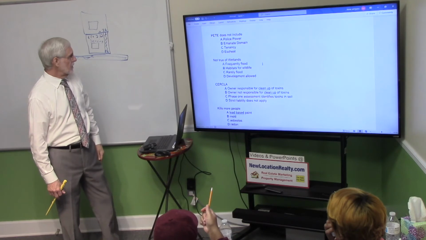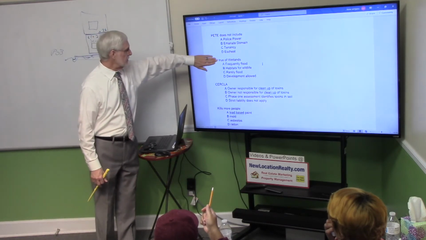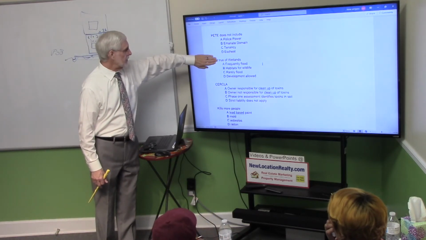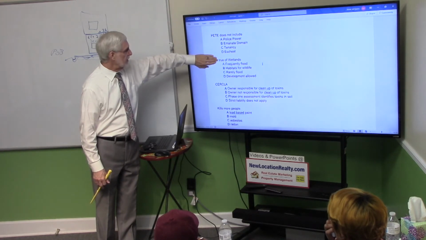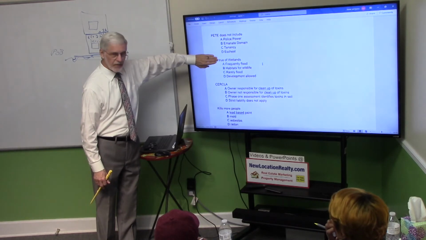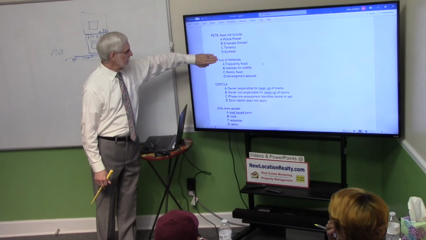It doesn't frequently flood. Okay, which is true? Frequently flood, no. Habitat for wildlife, yes. Rarely flood, no. Development allowed? No. How many yeses do we have? One. Frequently flood, A.